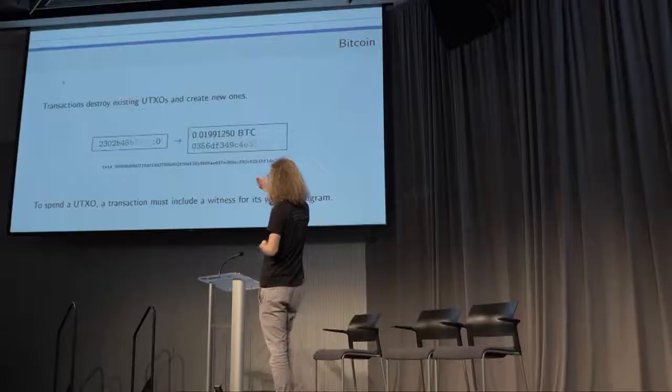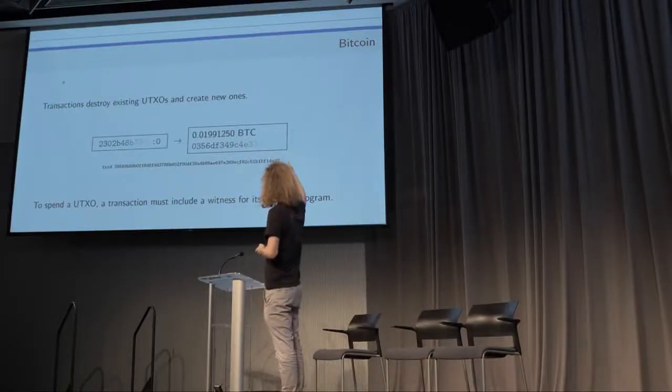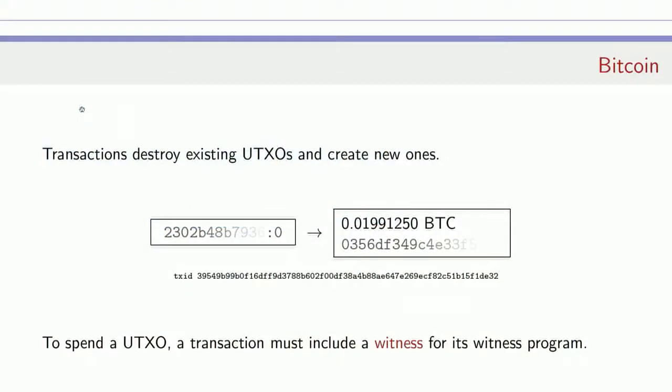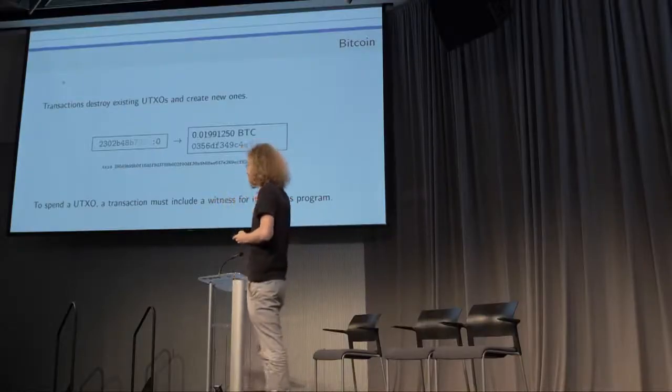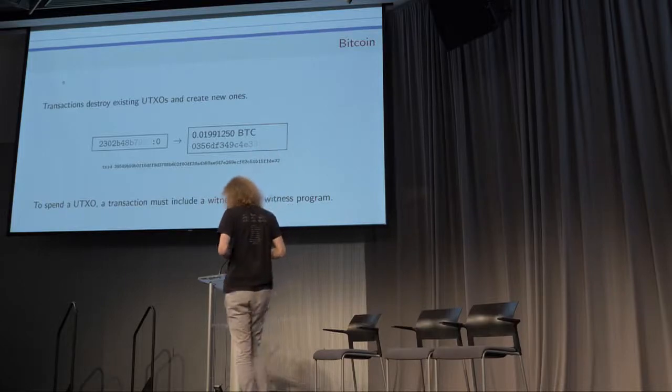Transactions destroy, they reference some old UTXOs, they create new UTXOs. Okay, so here's a one input, one output transaction. It's just exactly what I said. To spend a UTXO, you provide some extra data called a witness. Typically, this includes an ECDSA signature or something. This witness is some data that you run through the witness program. The witness program says yes or no. And if it says yes, the transaction is valid. If it says no, then it's not. Okay, then the transaction just can't go in the blockchain.